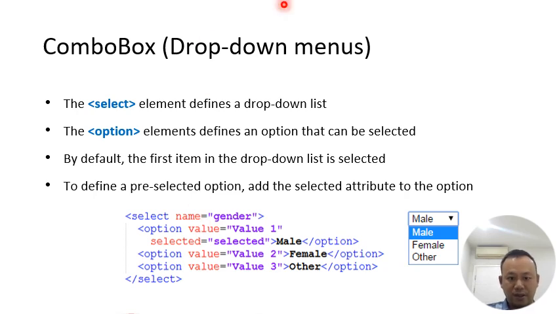For the options, the option tags are the individual options within the drop-down menu, and each option tag represents one choice in the list. The value attribute defines the value sent to the server when the corresponding option is selected, and the text between the option tags, for example male or female or other, is the visible label for the option. Okay.